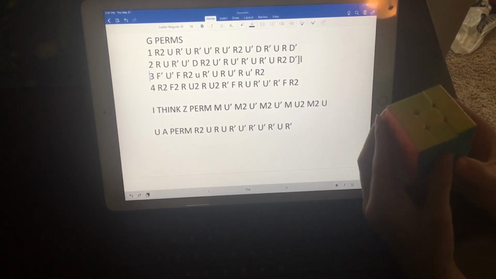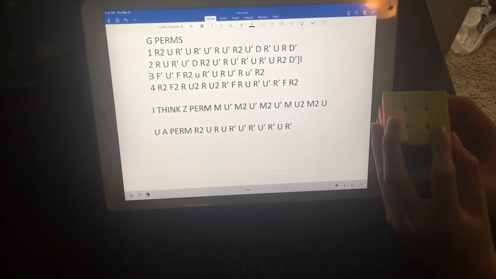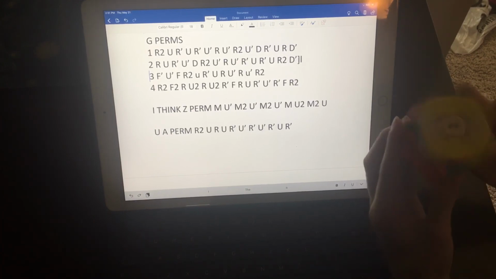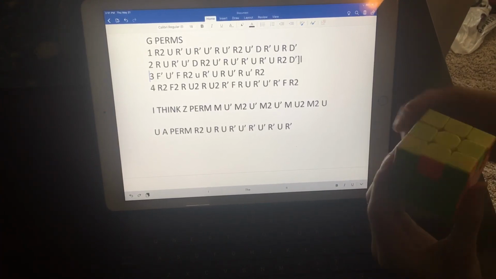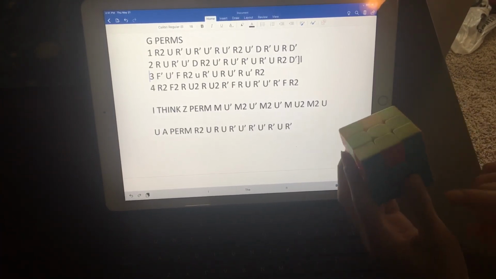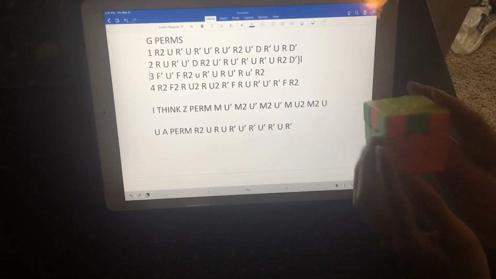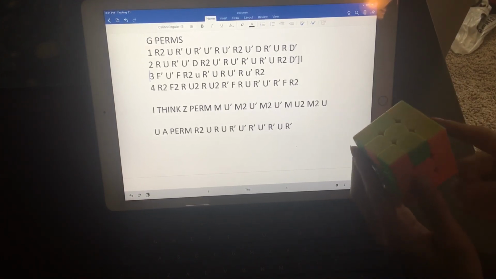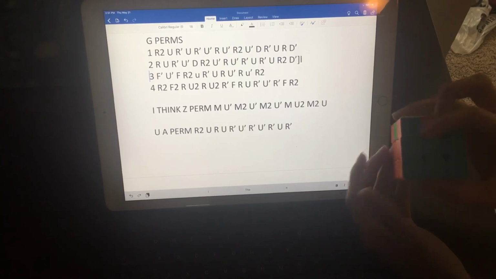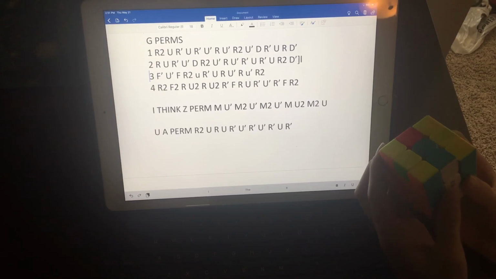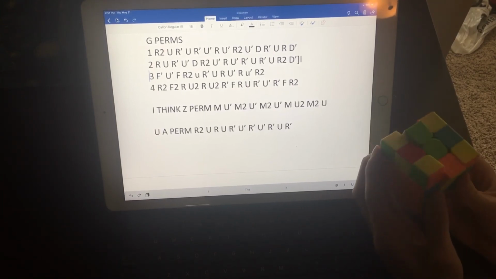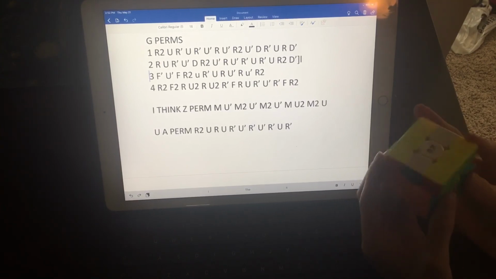So I will go over the Z perm. I do believe this is called the Z perm. It's like the H perm, but instead of going opposite to each other, every middle piece moves 1 over. So this middle piece goes to your right, that is how you hold it. This one goes to the right. So that's how you hold the cube. You do this algorithm. M, U prime, M2, U prime, M2, U prime, M, U2, M2, U.